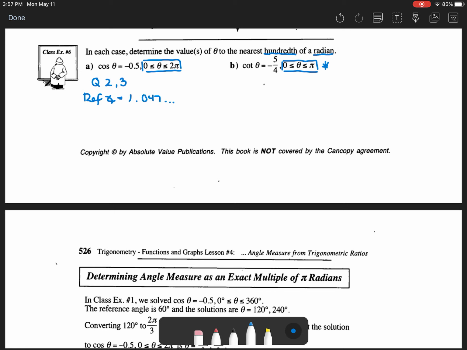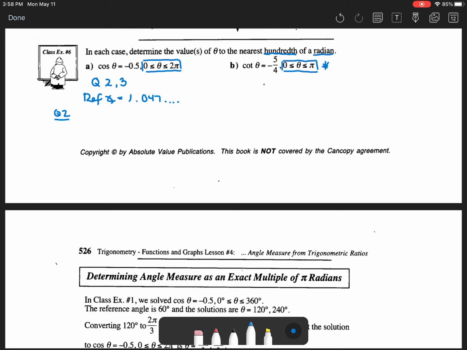And as a reference, you get 1.047, etc. Again, I don't round at this point. I'm going to round at the end of the question. So I go into quadrant 2. And what's the expression in quadrant 2?